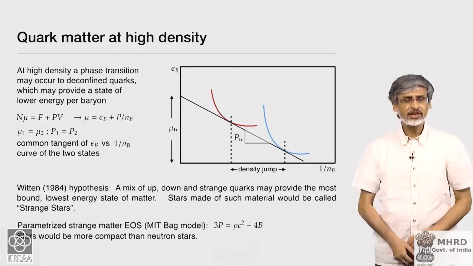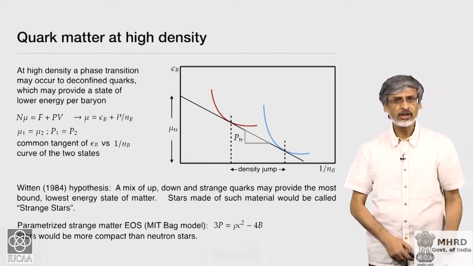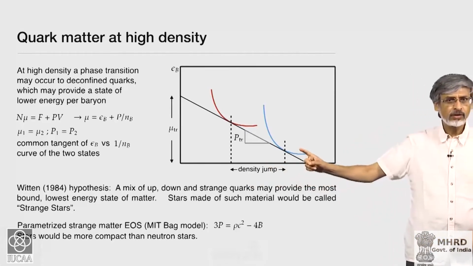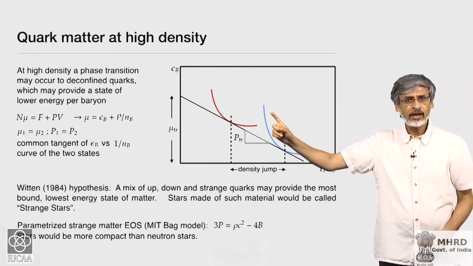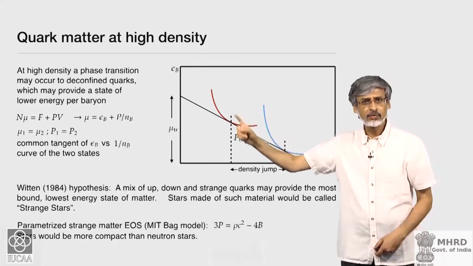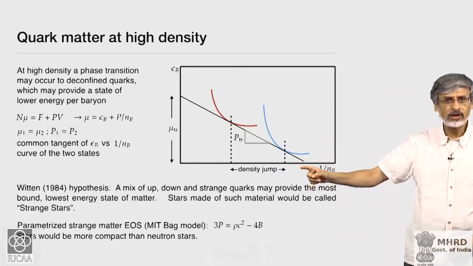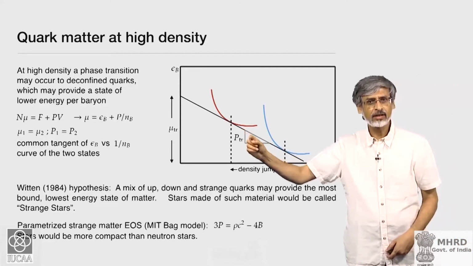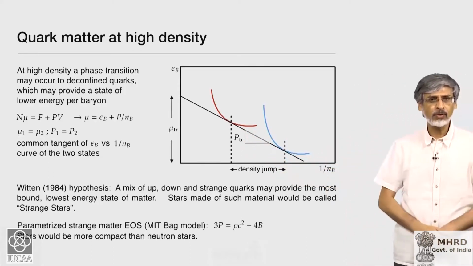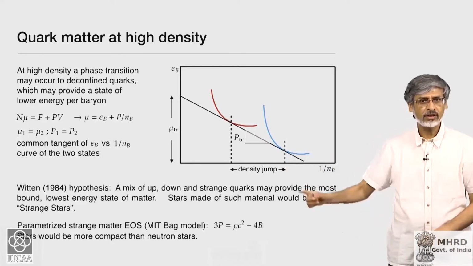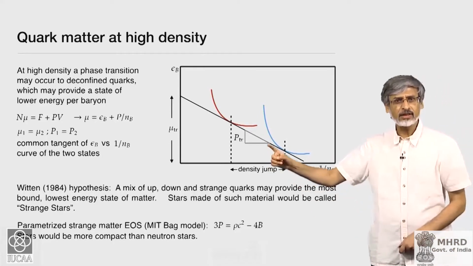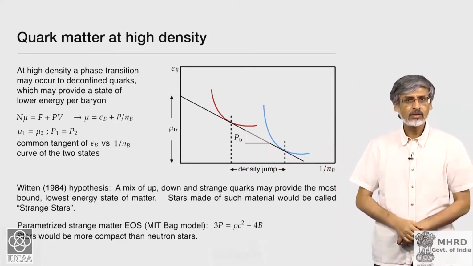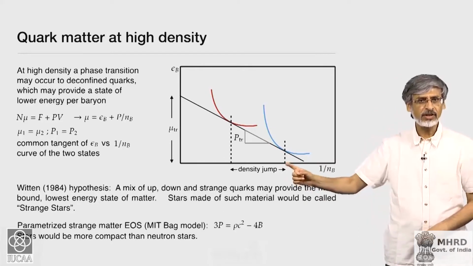The phase transition is shown here in this diagram. In blue, we show the energy per baryon versus 1 over the baryon number density of a nuclear state, and in red the same quantity for a deconfined quark state. The common tangent between these two curves is the phase transition point.